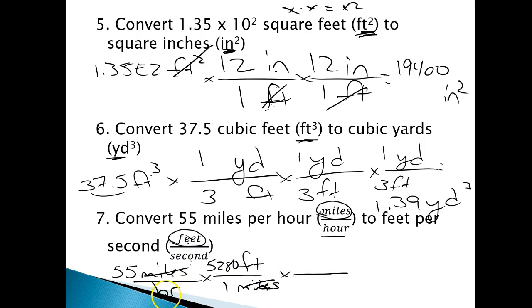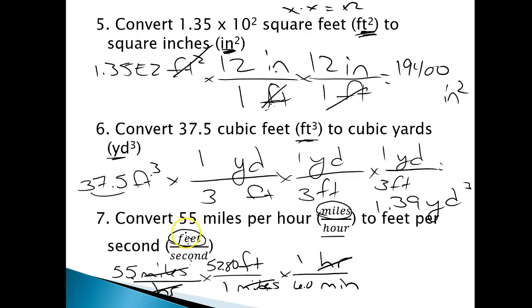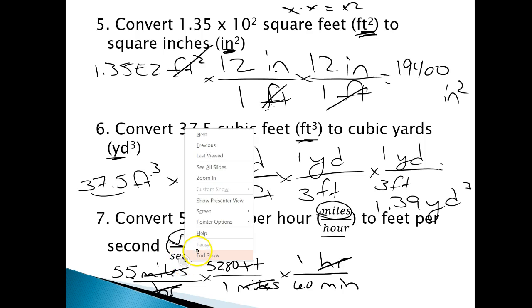And I'm going to take the hour, which is in the denominator now. In order to get rid of it, it has to go on the opposite side of the fraction. It's on the bottom here. It goes on the top to make it go away. So hour, and maybe you know how many seconds, but let's just say you don't. Let's say minutes. 1 hour, 60 minutes. Hours cancels out. If I was to stop right now, multiply 55 times 5,280 divided by 60, my answer would be whatever it is in feet per minute, not feet per second.